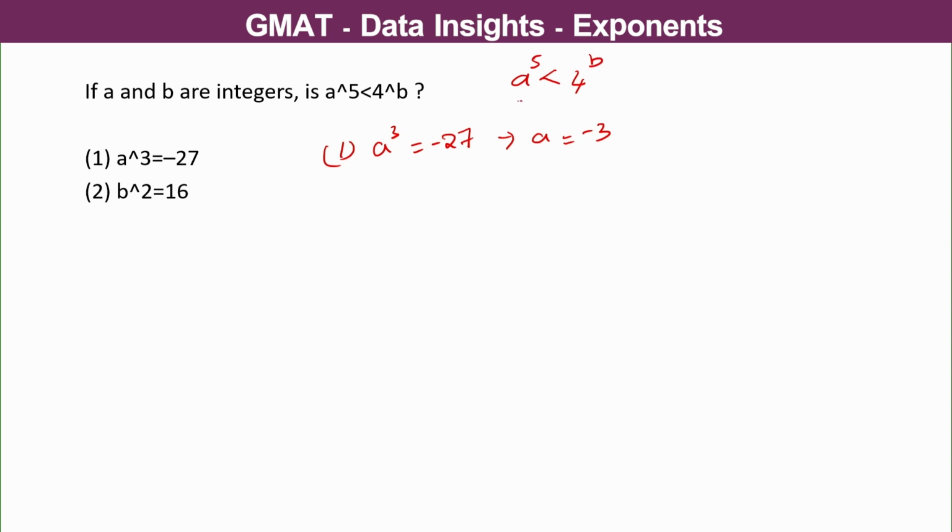So, here we look at the statement, you have a to the power of 5 on one side. So, minus 3 to the power of 5, a is minus 3. Is it less than 4 to the power b? Yes, we can say yes, because this becomes a negative value, and no matter what the value of b is, whether it is a negative, positive or 0 integer, 4 raised to any integer will always be a positive value. So, a positive value is always greater than a negative value. Therefore, we can say that yes, a to the power of 5 is less than 4 to the power of b. We can say this definitely. Therefore, it is sufficient.